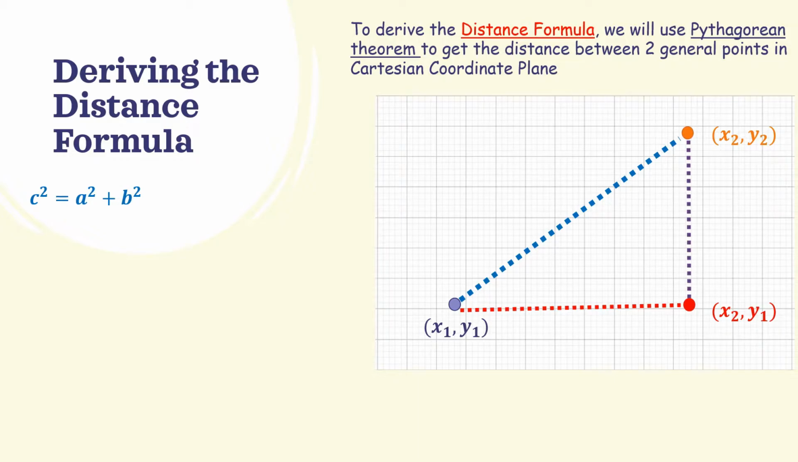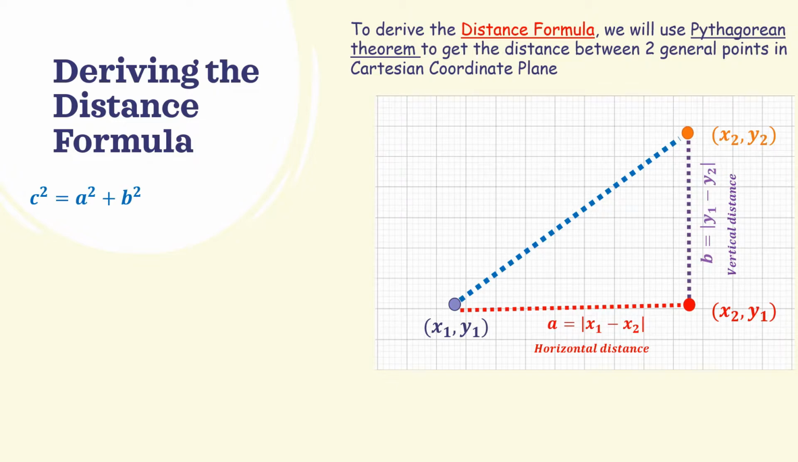Now, to use the Pythagorean theorem, we have to find the measure of the legs so that we can have the measure of our hypotenuse, which is our c, the distance between x sub 1, y sub 1 and x sub 2, y sub 2. So let's have first our leg A. If you want to find leg A, you will be looking for the horizontal distance. In our previous video, for the horizontal distance, we use the absolute value of x sub 1 minus x sub 2. Then we have the other leg, which is B. This is actually a vertical distance, and in our previous video, the vertical distance is equal to the absolute value of y sub 1 minus y sub 2.